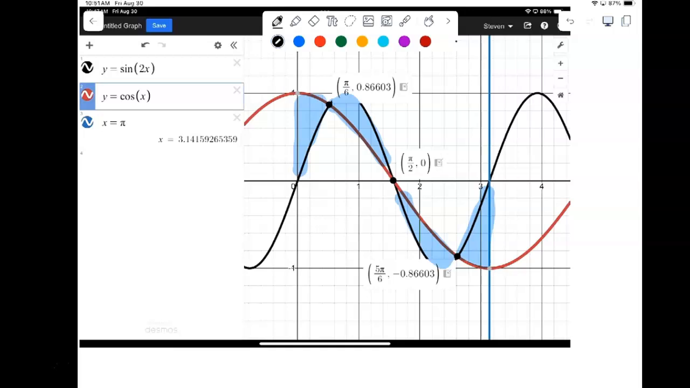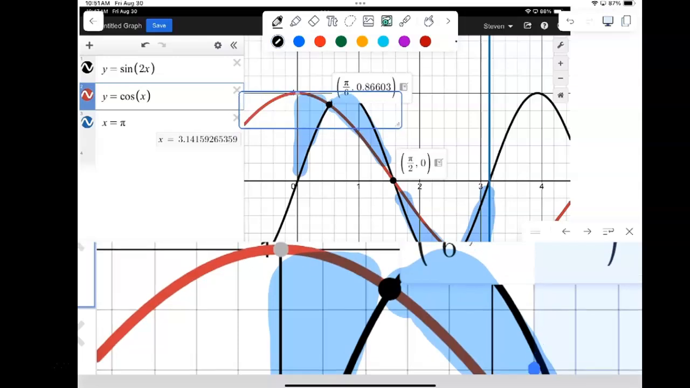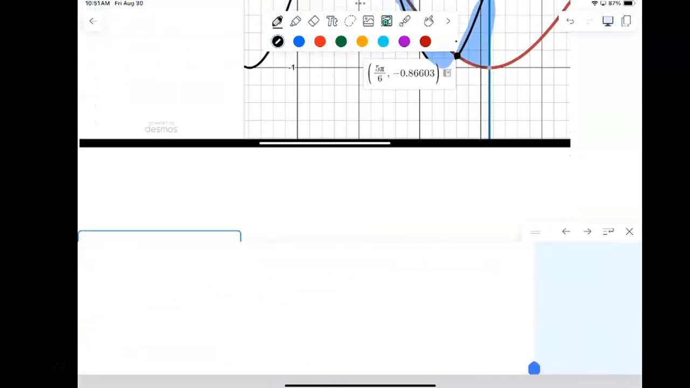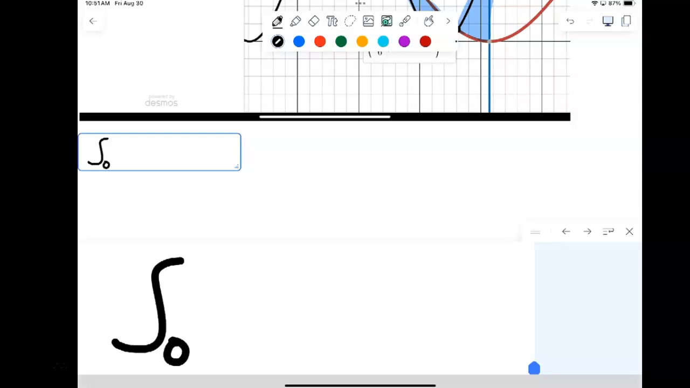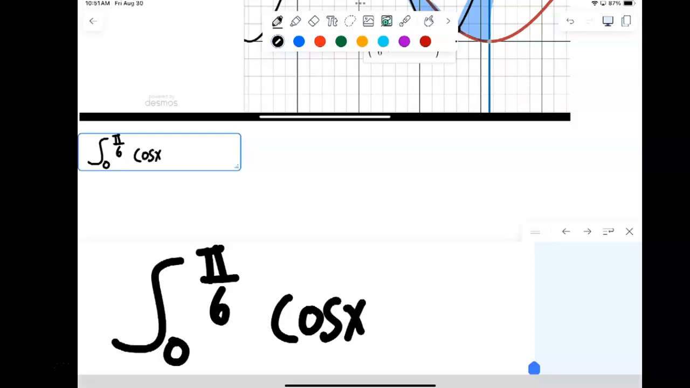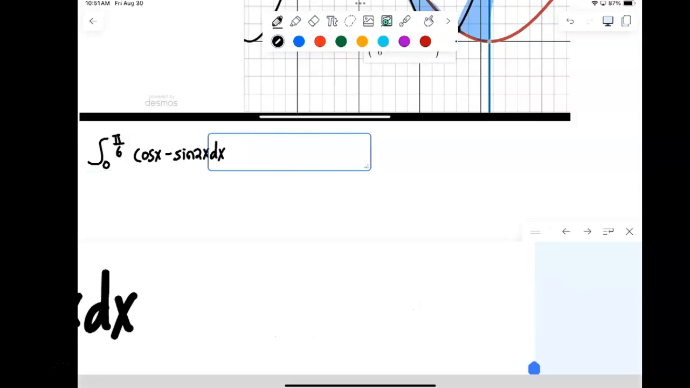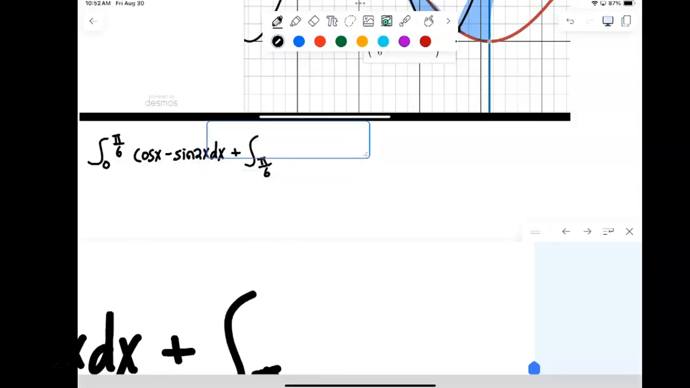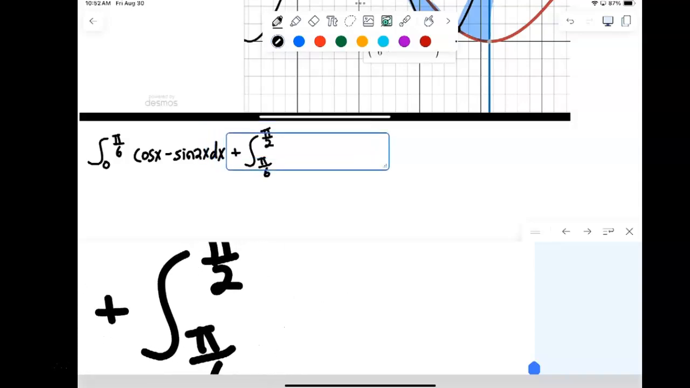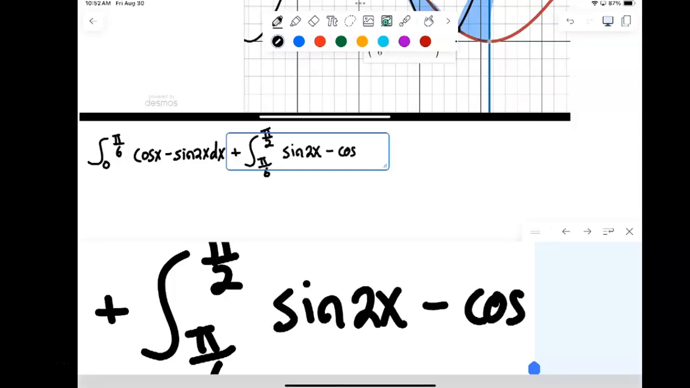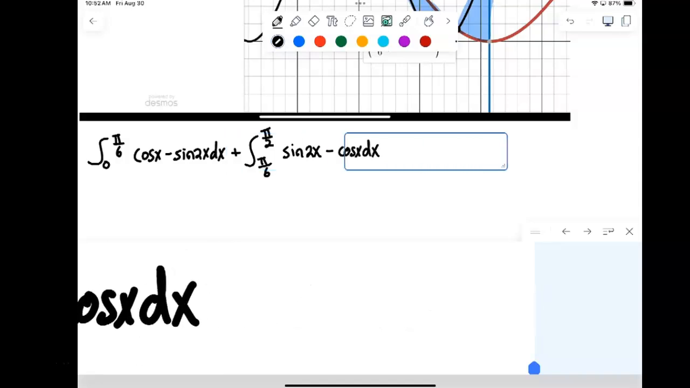Okay, so let's set about doing that. So first of all, again, red graph's on top, so cosine's on top. So from 0 to pi over 6, we will be dealing with cosine x minus sine 2x dx. And then from pi over 6 to pi over 2, we're going to be dealing with the flip-flop, sine of 2x minus cosine x dx.